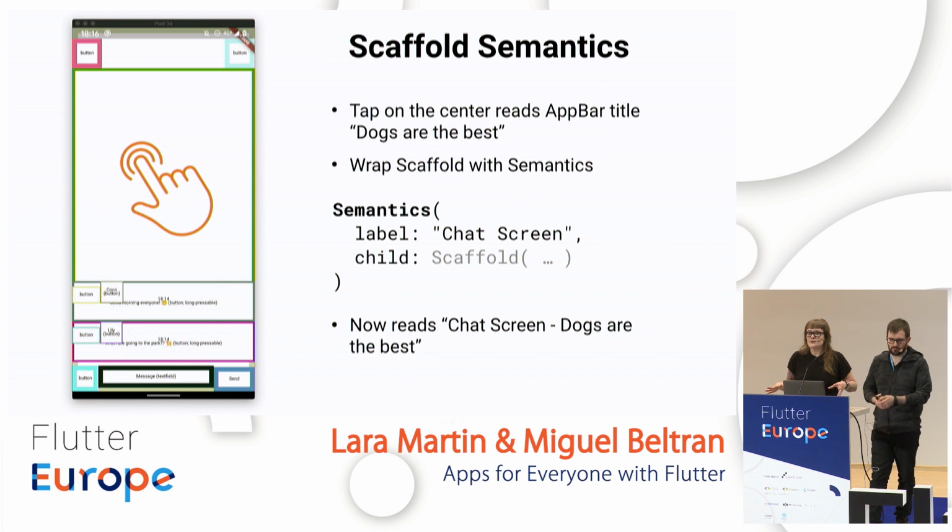So in this case, we wrap the scaffold with the semantics widget again. We add another label, in this case, "chat screen." And after that, the screen reader will read "chat screen, dogs are the best."